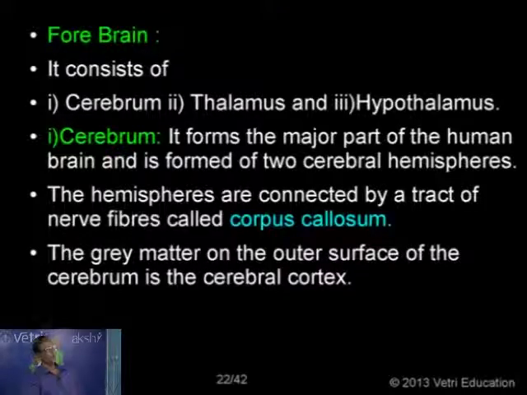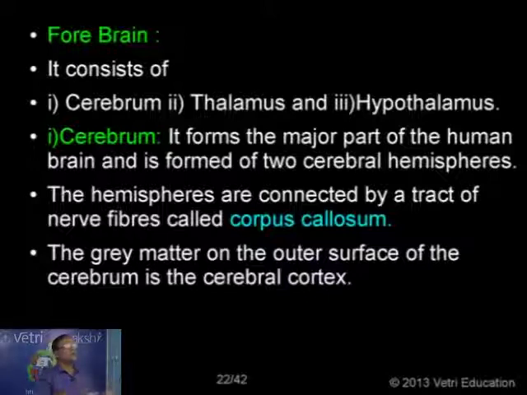Now the forebrain. I mentioned it consists of three major components: cerebrum, thalamus, and hypothalamus. Let us take the cerebrum. It forms a major part of the brain, about two-thirds. There is a little difference in the size and weight of the brain between the two sexes. In the male, the cerebrum weighs nearly 1,400 grams, and in the female, about 1,200 grams. A slight difference with reference to the weight.